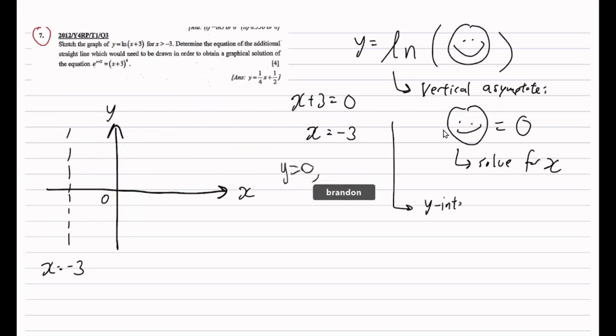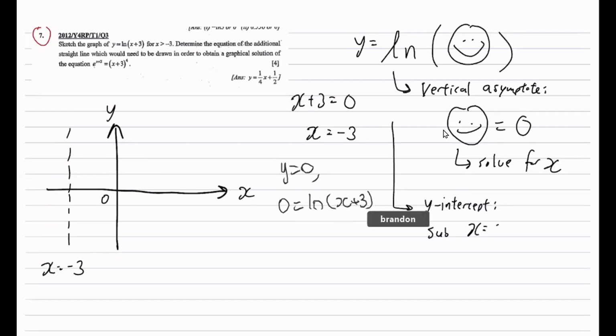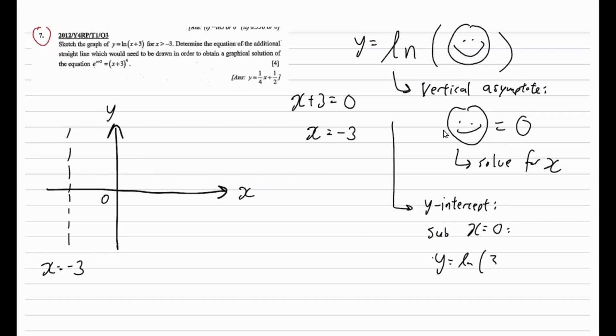y-intercept. So you sub x equals to 0. Then you'll get y equals to ln 0 plus 3, which is just ln 3. ln 3 is positive, so it's somewhere here, maybe, roughly. Then you just draw the curve.